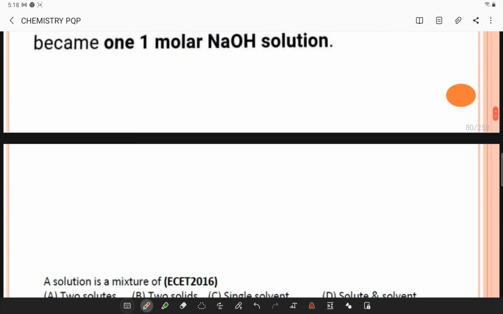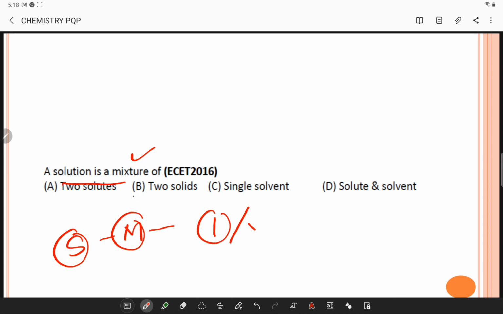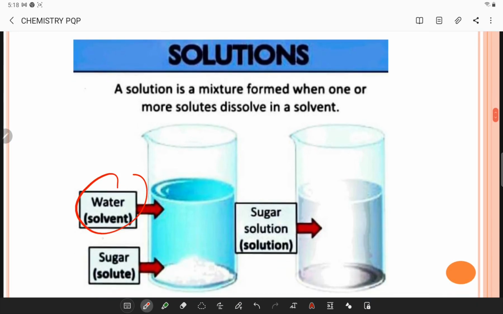So next, a solution is a mixture formed when one or more solutes dissolve in a solvent. So I will show you the diagram. So you have water, 2 solutes, and dissolved, you get a sugar solution dissolved in a solvent. With this, the questions related to this topic are completed.